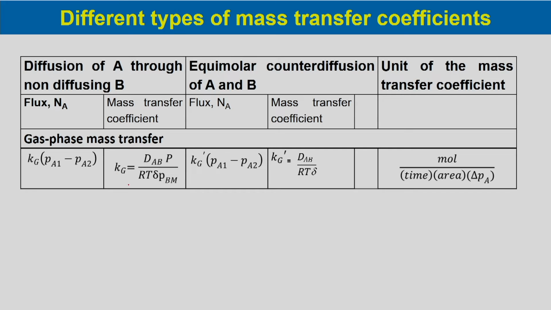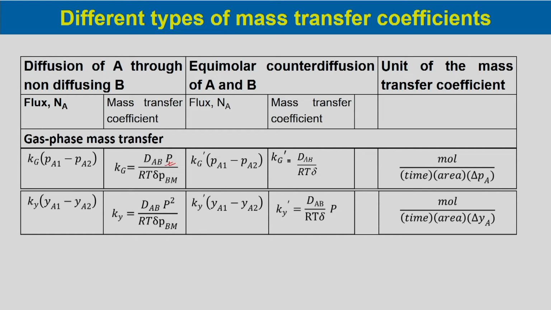its mass transfer coefficient Kg is DAB Pt divided by RT delta PBM, and in case of equimolar counter diffusion of A and B, the flux is Kg dash into Pa1 minus Pa2 and the mass transfer coefficient Kg dash is equal to DAB by RT into delta. The unit of mass transfer coefficient over here is mole per unit time per unit area per partial pressure gradient.